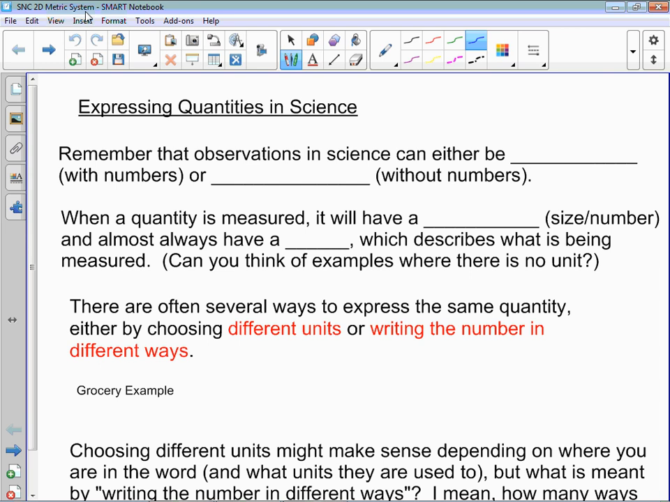So when you make an observation in science, you have anything with numbers, which we just called what kind of observation? Quantitative. And without numbers? Qualitative.